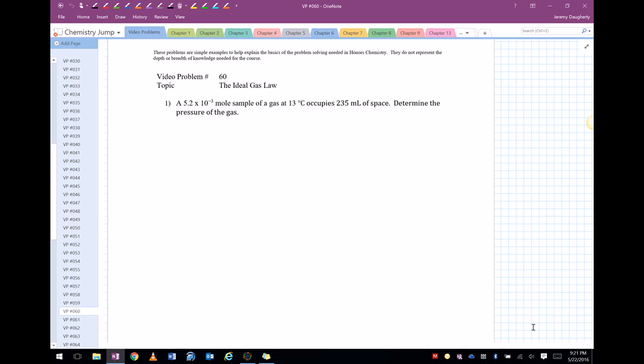So in other words, you're not changing the volume, you're not changing the pressure, you're not changing the temperature, you're not changing the number of moles, you're not changing anything about the gas, you're just describing the gas.